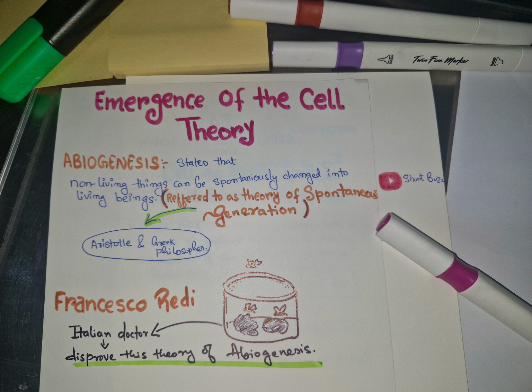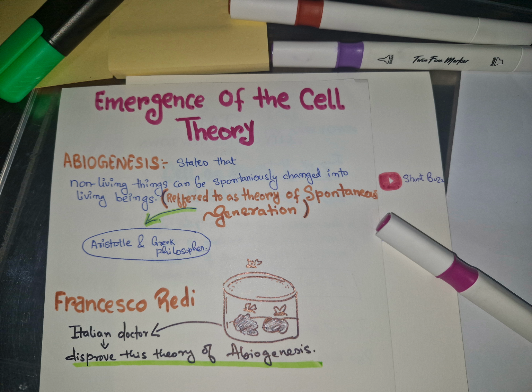Why was it needed? What happened? We'll learn it in complete detail. So I'll start step by step. Let's start with what is abiogenesis. It is the theory that states that non-living things can spontaneously change into living beings.